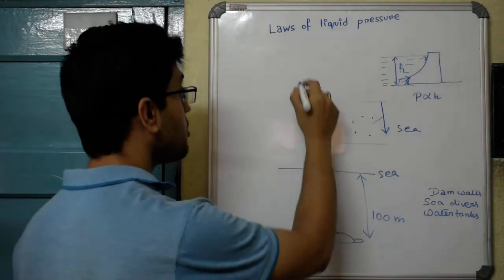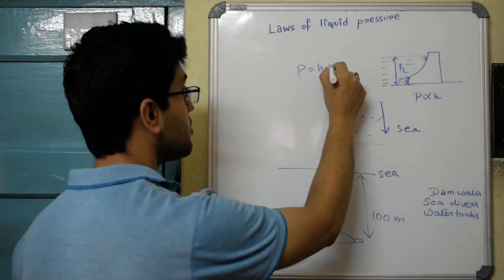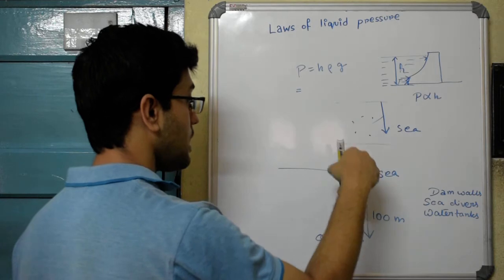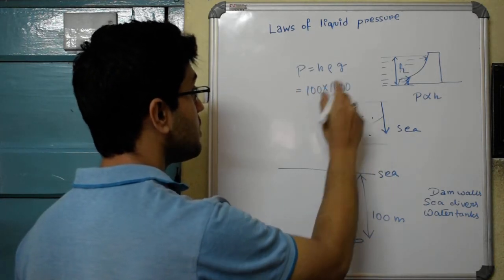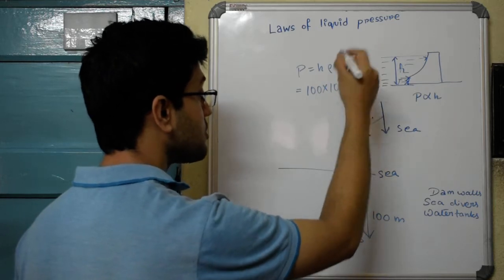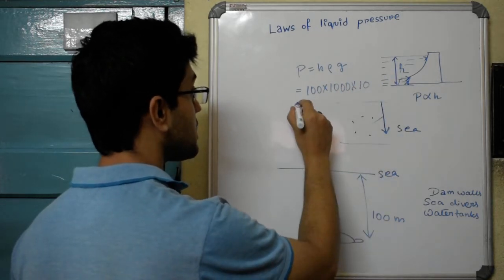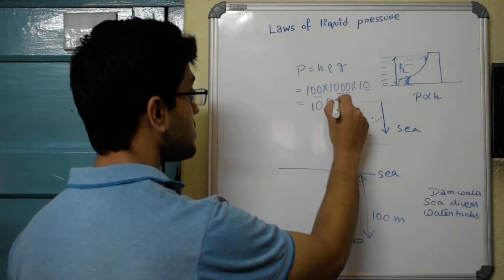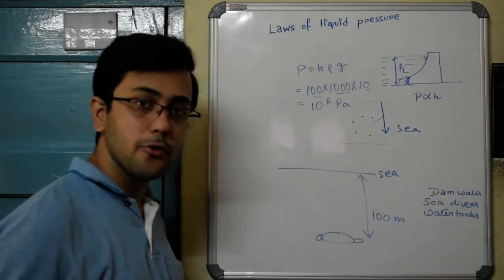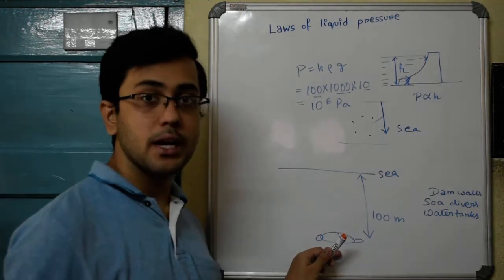So that's a huge amount of pressure. Pressure is equal to height into density into gravity. And what's the height? It's 100 meters. Density of water is 1000 kg per meter cube, and the acceleration due to gravity is 10 meter per second square. So you see, 1, 3, that's 4, 2, 10 to the power 6 pascals. So an immense amount of pressure acts on the bodies of the divers.